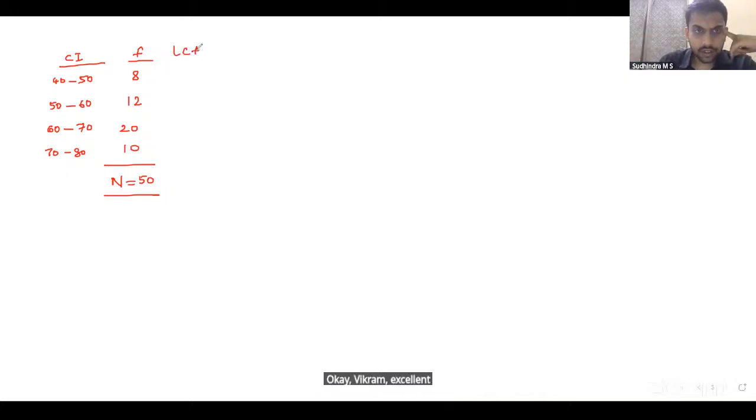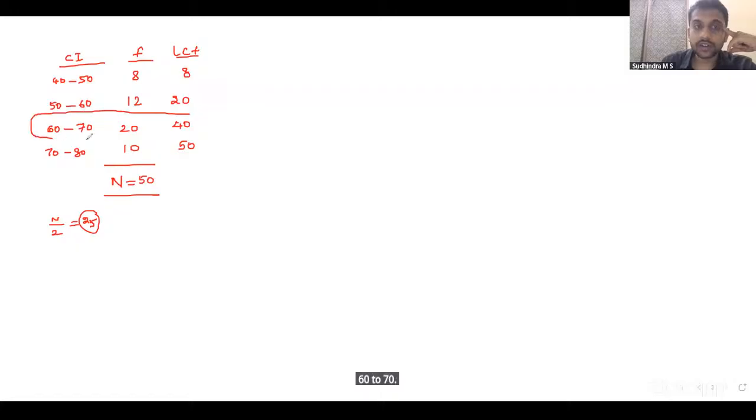LCF: 8, 8 plus 12 is 20, 20 plus 20 is 40, 40 plus 10 is 50. So from this, I have to locate the median class. N by 2 is 25, 50 by 2. So where is 25 located? Which class interval? 60 to 70. Very good. Between 20 and 40, I have 25. So 60 to 70 is the median class.